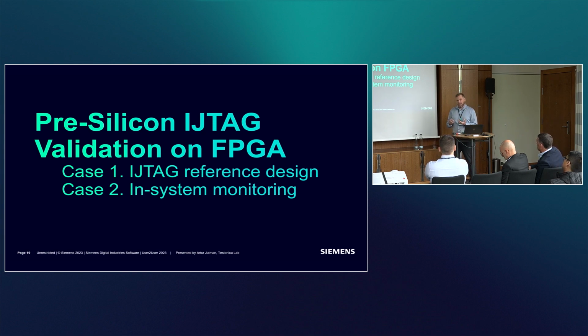So, there is essentially no difference between a silicon and an FPGA in terms of accessing the IJTAG instrumentation and scan networks, because it uses the same JTAG port and the same access mechanisms, so everything is exactly the same. So if your tools can work with the silicon, they should also work in the same way with the IJTAG networks implemented on FPGA.